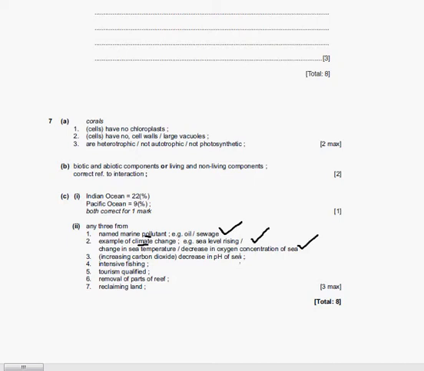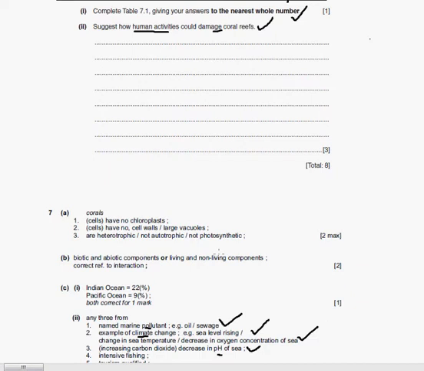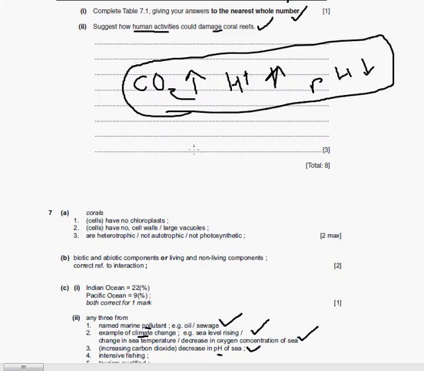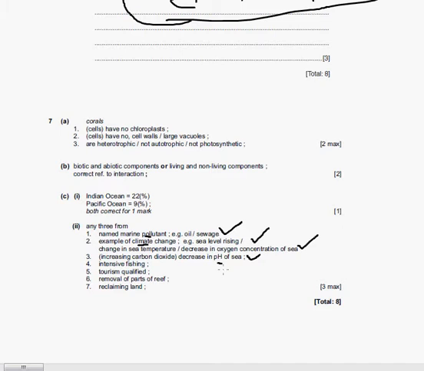And then we have decrease in pH of the sea. If the carbon dioxide goes up, it means carbonic acid goes up, so H positive goes up, so pH goes down, right? So it becomes acidic, and under acidic conditions, the corals cannot survive, okay?